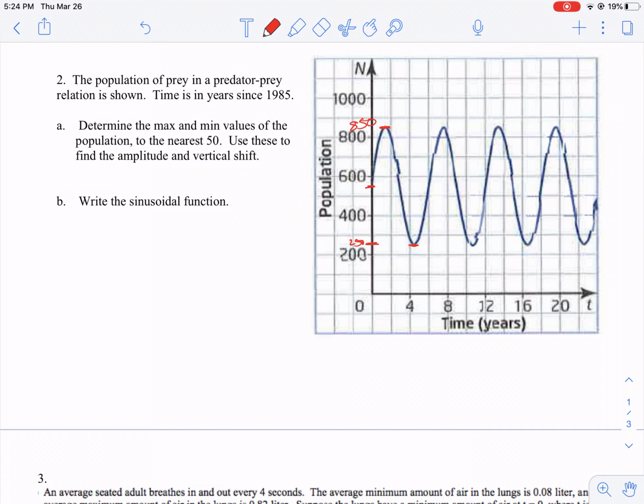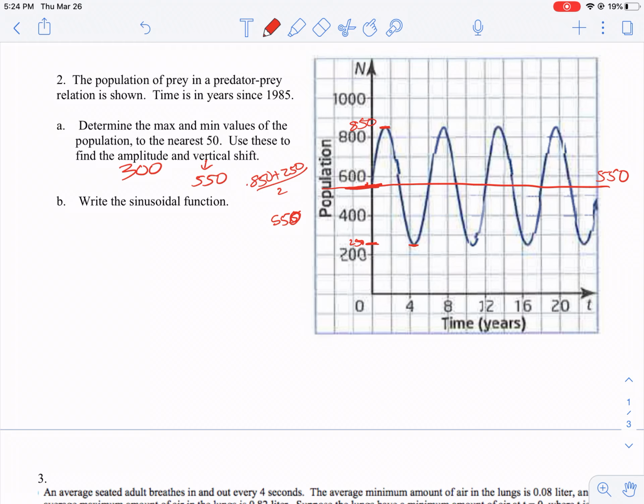So we've got to find our midline, which would be right here. 850 plus 250 divided by 2 will give us 550. And that's hard to see, but that's where that graph starts. So your midline is 550. So use these to find the amplitude. Well, if your midline is 550, you have to go up 300 to get to the 850. The vertical shift is your midline, so that's 550.